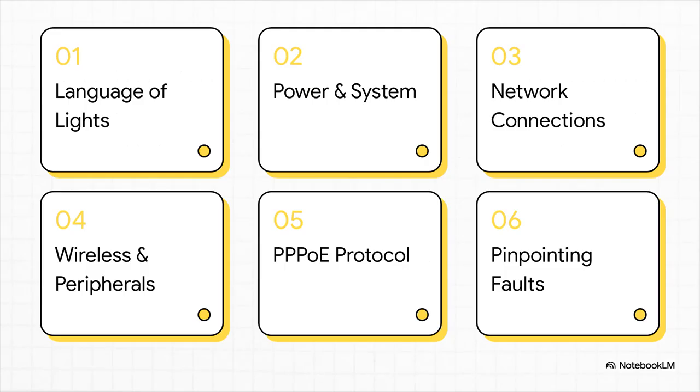So, here's our roadmap for today. 1. The language of lights. 2. Confirming power and system. 3. Decoding network connections. 4. Wireless and peripherals. 5. The PPPoE protocol clarified. And 6. Pinpointing faults. Let's get right into it.